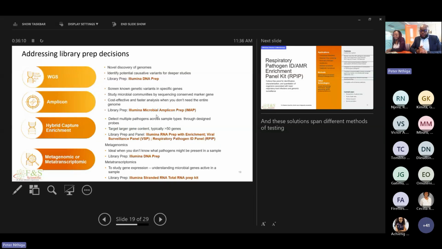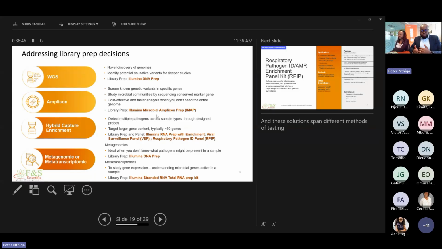So what are the key decisions that we need to make when it comes to addressing our library prep decisions? The first thing that we need to understand is what are the different approaches that are there for us to do our library prep. Is the objective that we are aiming for going to be addressed by a whole genome sequencing approach, for example? By whole genome sequencing, of course, we mean we want to do full genome characterization of our pathogens and identify, for example, potential causative variants for deeper studies.